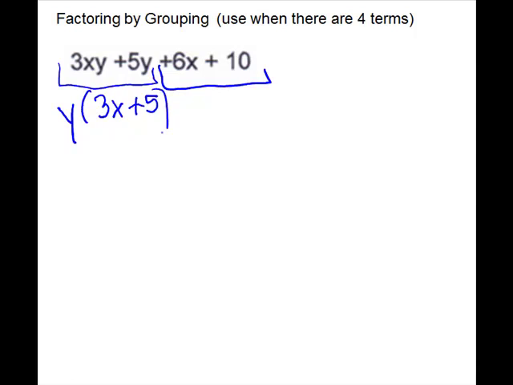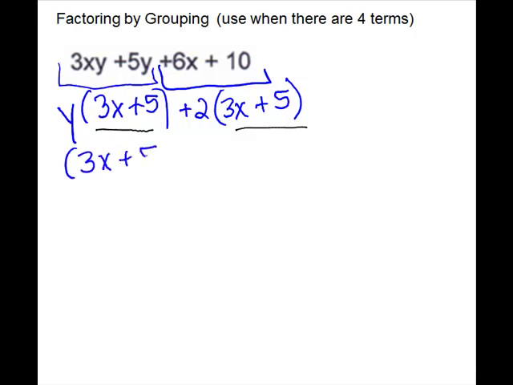In the second group, we can take a 2. And 2 into 6 will go 3 times. And 2 into 10 will go 5. Then we look back and we hope we have a common binomial, which we do. So that is our GCF. We're going to pull it out. To get back to the line above, for the first term we have the 3x plus 5. We're missing the y. For the second term we have the 3x plus 5. We're missing the plus 2.